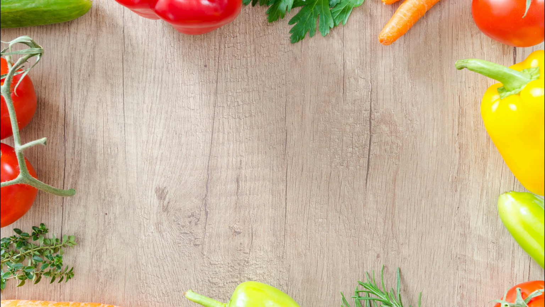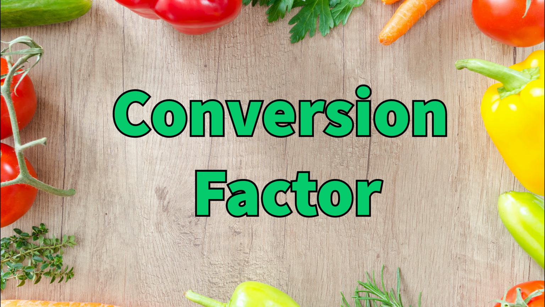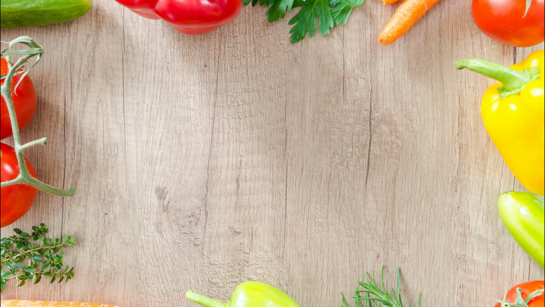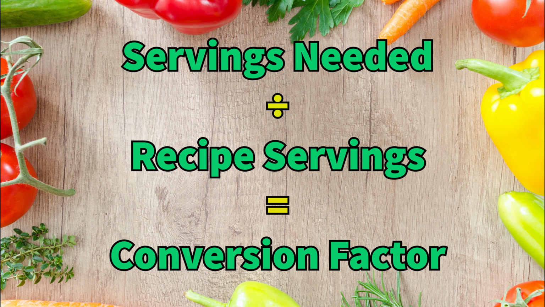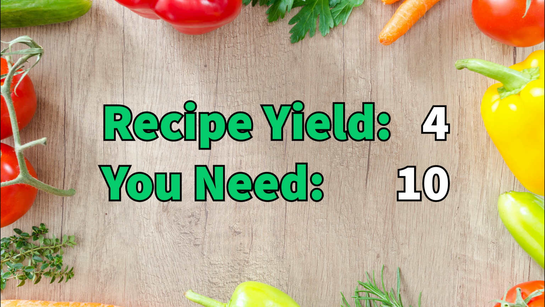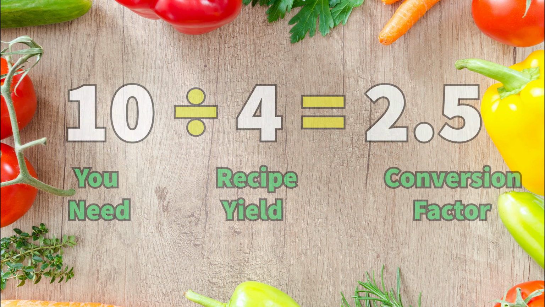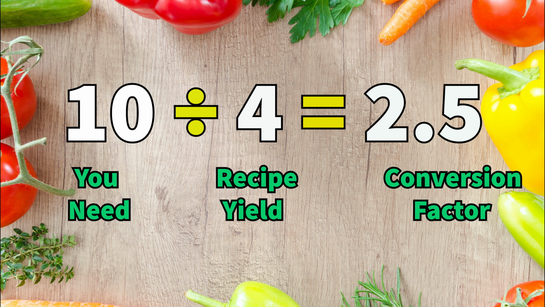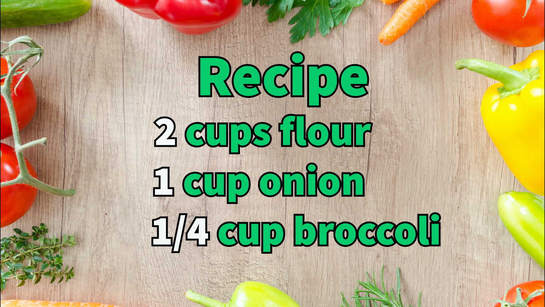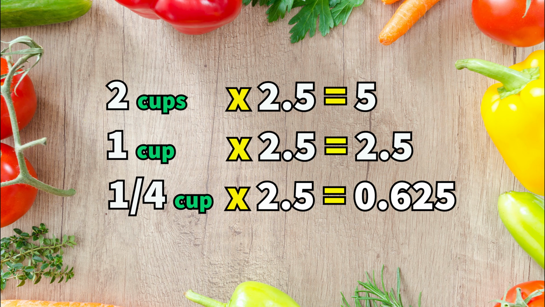The easiest way to convert a recipe's yield is to find the conversion factor. To do this, take however many servings you need and divide it by how many servings the recipe calls for. So let's say a recipe calls for 4 servings, but you want to make 10. We'll take 10 divided by 4, and that gives us a conversion factor of 2.5. Then, all you have to do is multiply each ingredient by the conversion factor.